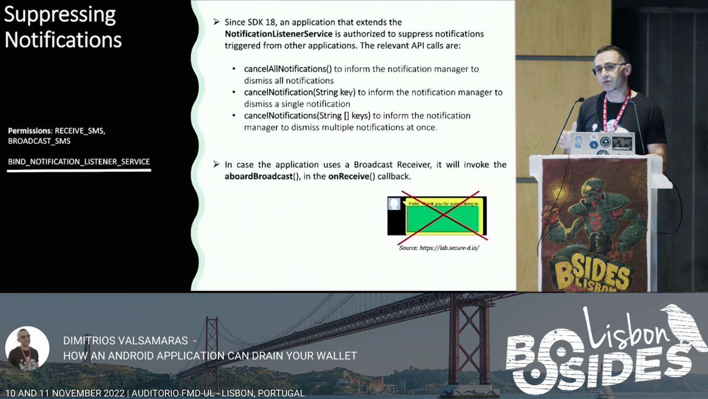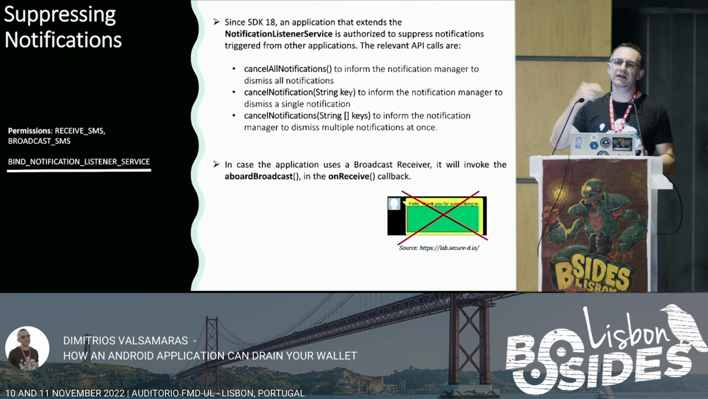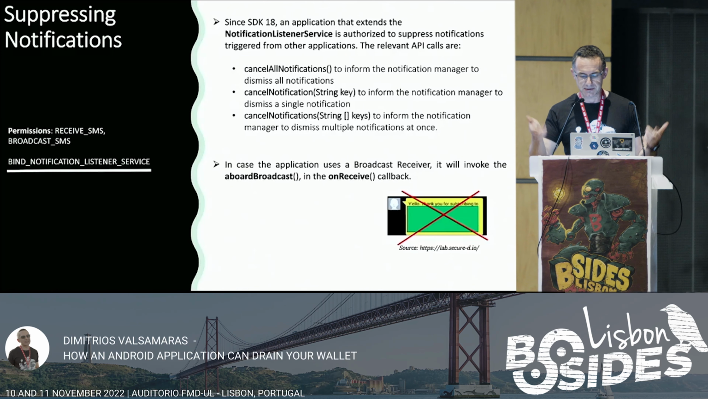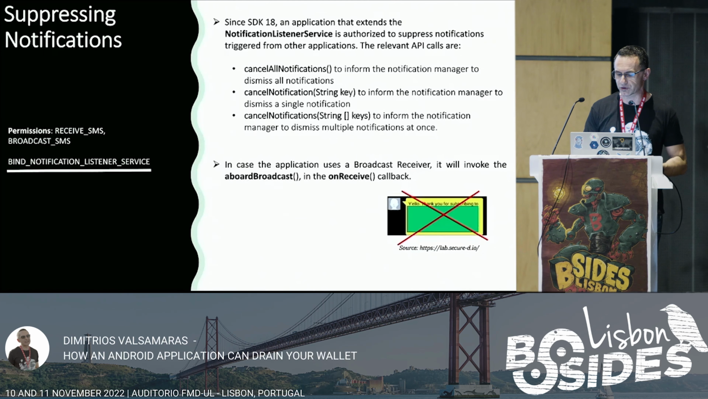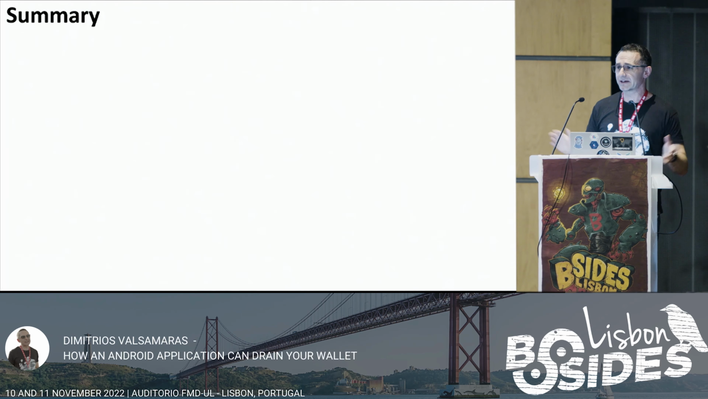Another way of doing that, although it's a little bit more tricky due to the fact that the app has to be the default SMS app, is to abort the broadcast when an SMS has been received. So they extend the broadcast receiver, the SMS is received, and they just abort the broadcast in order to dismiss the notification.